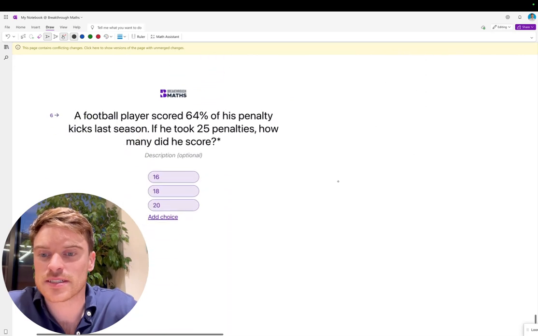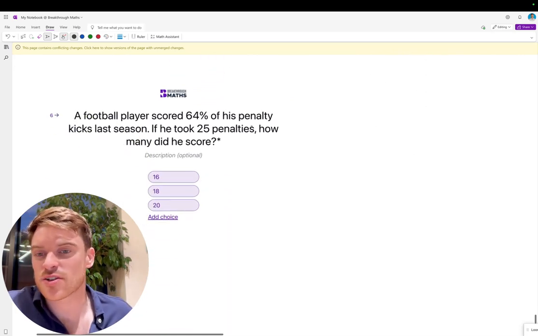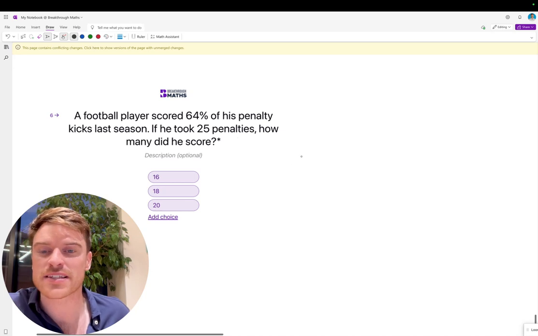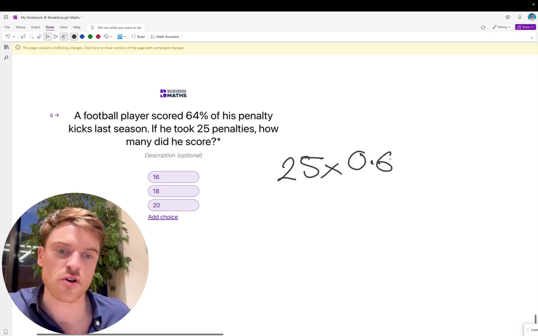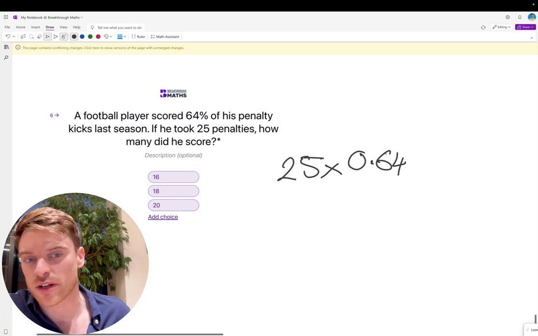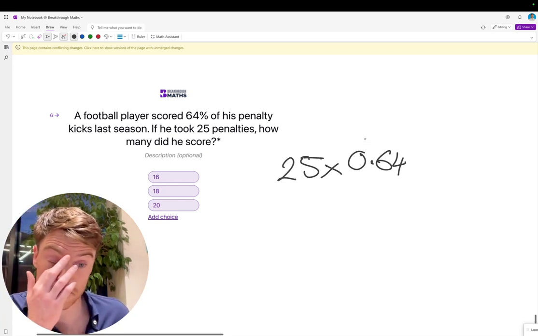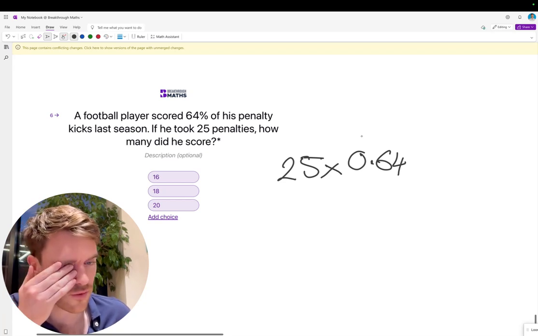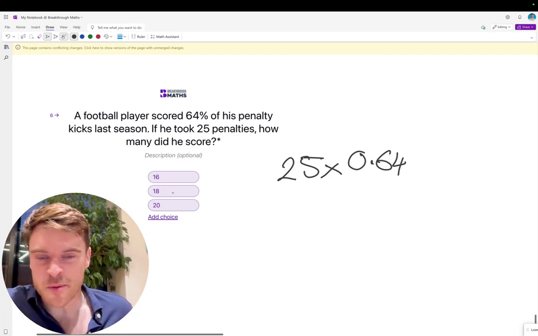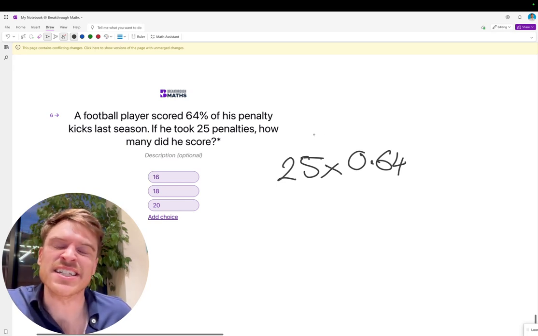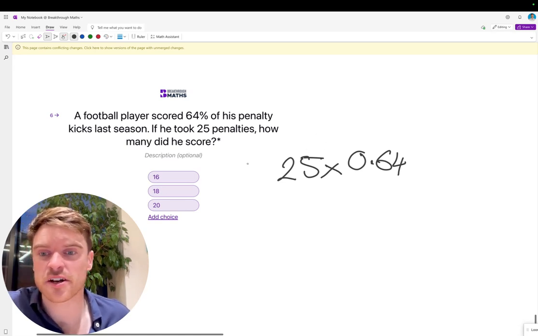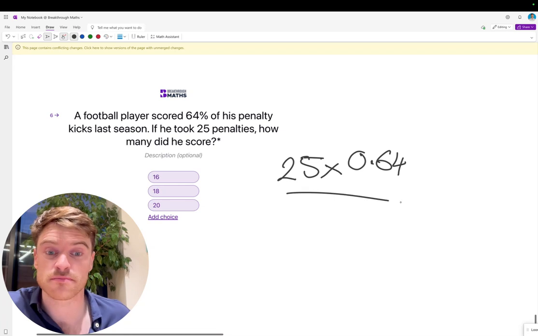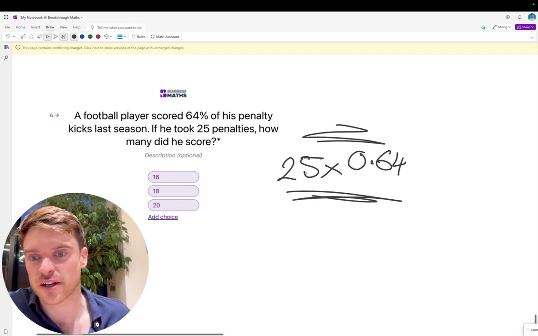Nice and simple. A footballer scored 64% of his penalties. If he took 25 penalties, how many did he score? You mightn't have seen this in school, but it definitely has come up. 25 multiplied by 0.64. It's just multiply by the decimal and you get it. What's that going to be roughly? Half of that is 12.50. Is this 16? I'll come back to that. Literally, that's how you write it out in case you're wondering. So put it into your calculator and see which one you get.